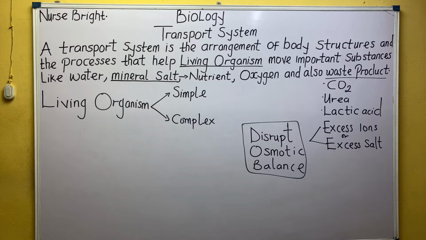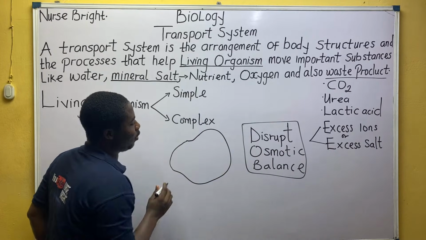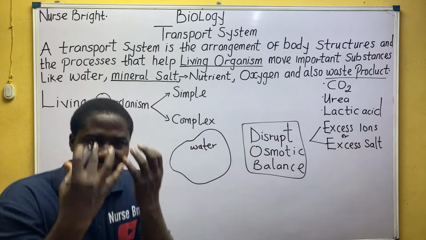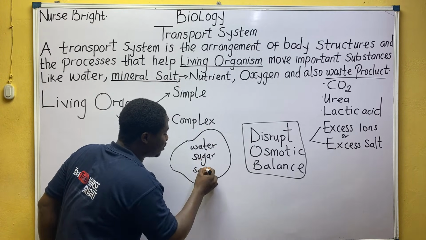So moving forward, what is an osmotic balance? What do I mean by osmotic and balance? When you hear osmo, that's to do with water. Osmotic balance is the ability of a living organism to keep the right amount of water and dissolved substances like salt and sugar inside the body cells. Let's say this is a cell. There's water inside this cell, and also some dissolved substances like sugar and salt, for instance.